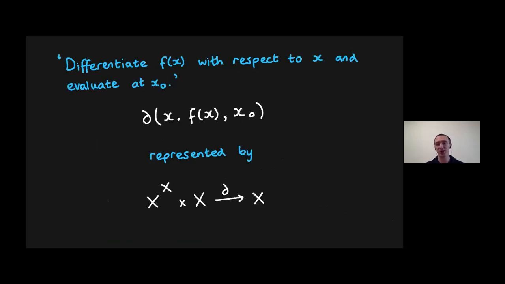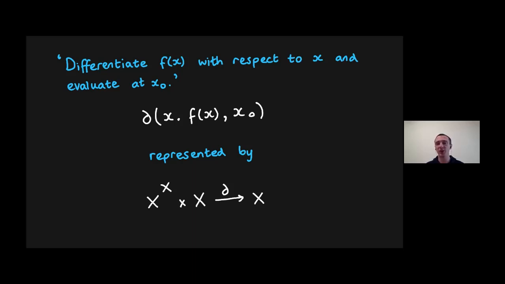So to give a concrete example of a second order operator interpreted in a second order algebraic theory, take the differentiation from before. So you want to represent the operator of differentiating a function f of x with respect to x, and then evaluating at x naught. So this is going to be represented by a morphism in a category from x^x × x into x, where the x^x represents the f of x, which is parameterized by the variable x, and the second x, so I should have used different letters here, is representing the x naught, the point at which we're evaluating the derivative.